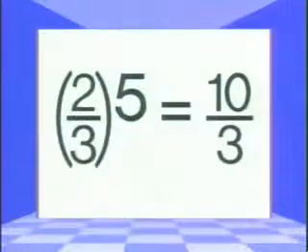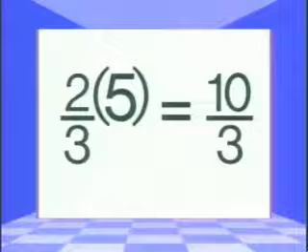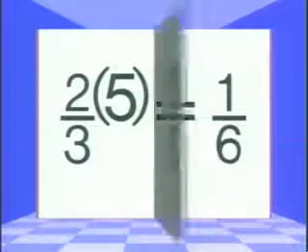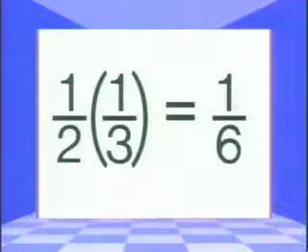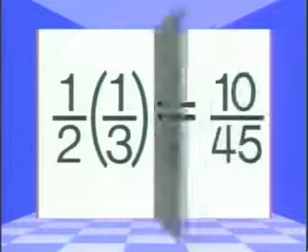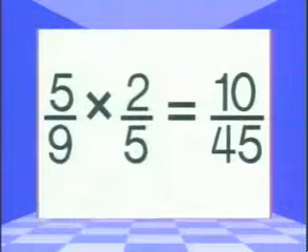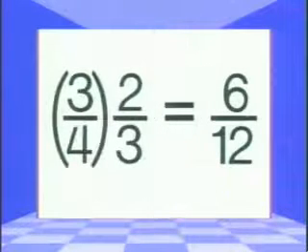Get ready to read what the equation says. Read it with me. 2/3 times 5 equals 10/3. Get ready to read what the equation says now. 2/3 times 5 equals 10/3. Next equation. Read it. 1/2 times 1/3 equals 1/6. Next equation. Read it. 5/9 times 2/5 equals 10/45. Last equation. Read it. 3/4 times 2/3 equals 6/12.